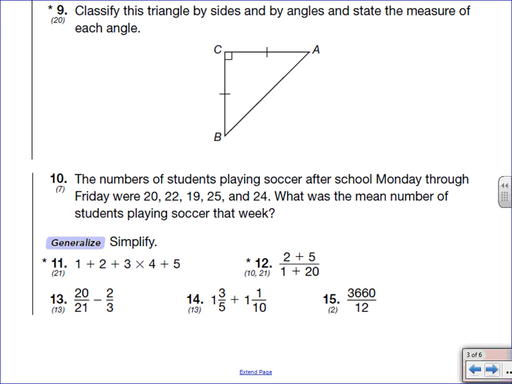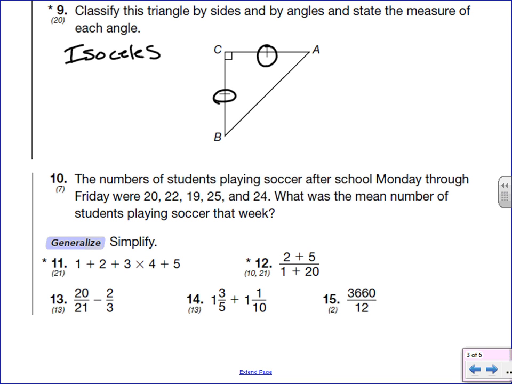Classify this triangle by sides and by angles and state the measure of each angle. So the first thing that they ask us to do is classify it by sides, and the options for that are equilateral, isosceles, and scalene. Equilateral means all the sides are the same. Isosceles means 2 of the sides are the same, and scalene means none of the sides are the same. These symbols here tell us that those 2 sides are the same, and since there isn't one on side AB, we assume that it's not the same length. So this triangle has 2 sides that are the same, so it's an isosceles triangle.